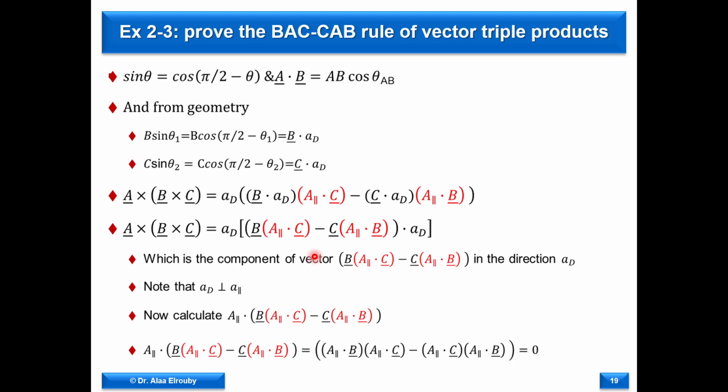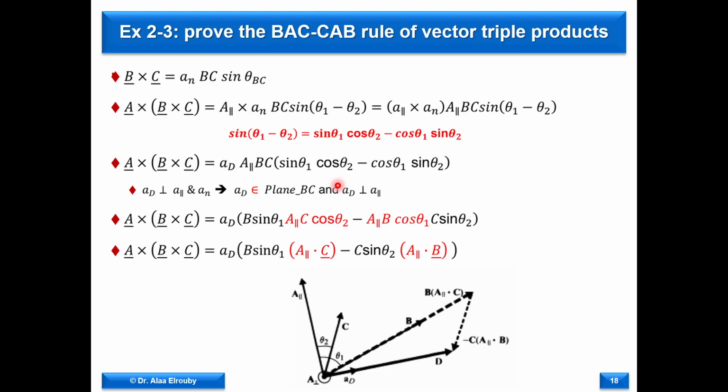So let us continue. So now also we need to know that sine theta equals cosine of pi over 2 minus theta, and we're gonna use this shortly. So from the expression B sine theta 1, it's equal to B cosine of pi over 2 minus theta 1, which equals B dot AD. So let me grab this picture again here, one moment.